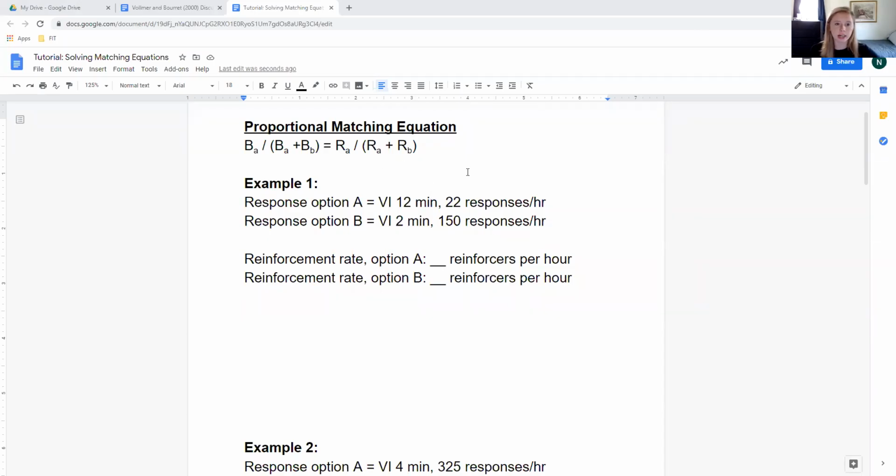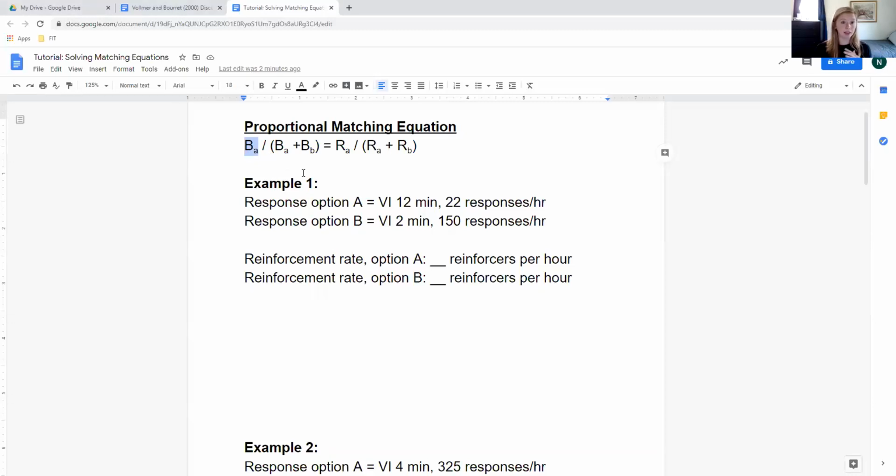So I have written here the proportional matching equation. When you're using this equation, it means that you had multiple response options, in this case 2, and you're looking at the proportion of responding that was allocated to a particular response option. You're always going to have a target, and that target response option will be labeled B sub A. That would be the response rate for your target response option.